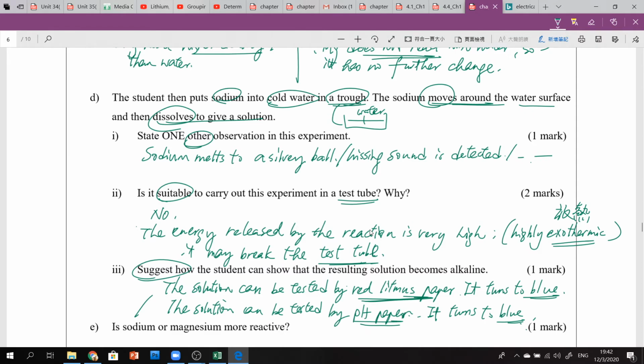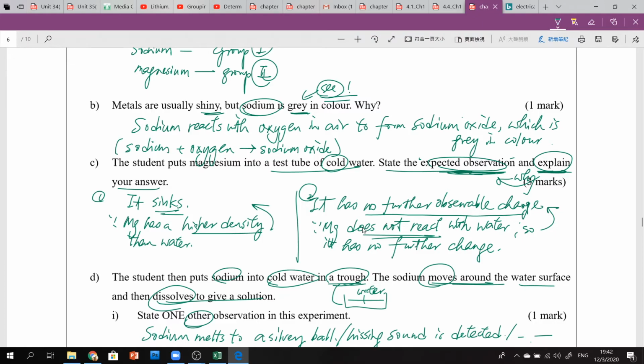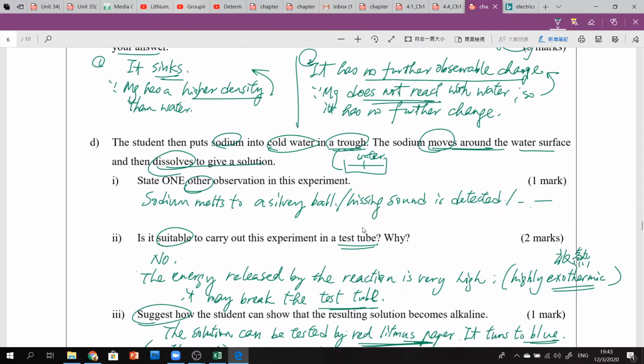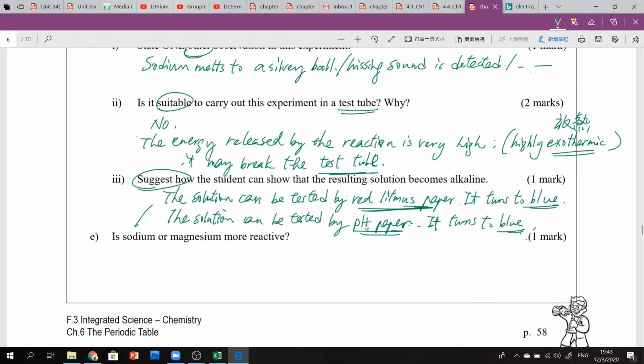Very similar, okay? And finally, from the reaction for magnesium, I put it into cold water, no reaction. For sodium, I put it into the cold water, a very vigorous reaction. We will want to take a look at the periodic table. They are just next to each other. They are also in period 3, but one of them is group 1, one of them is group 2. So the question comes: is sodium or magnesium more reactive? Yes, you can get the answer, right? Sodium is more reactive.